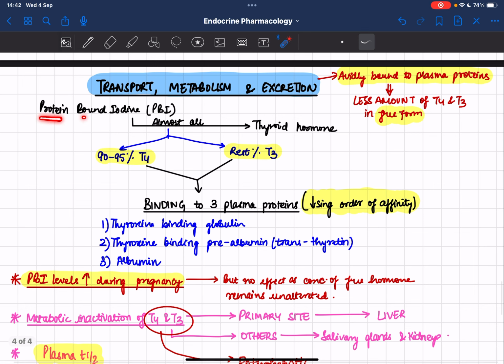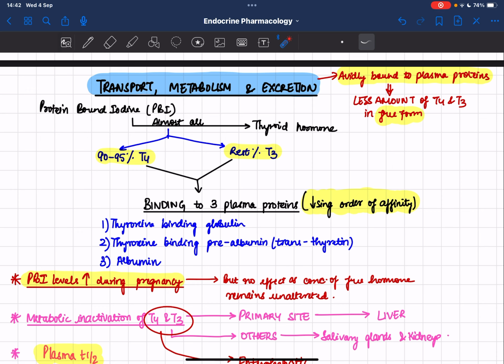So protein bound iodine is almost all present in thyroid hormone. If you take iodine and bind it to protein, which hormone will you see it most in? 90 to 95% in T4 and the rest in T3. Because I already told you that T4 is produced in much larger amounts than T3, and it is then peripherally converted to T3.